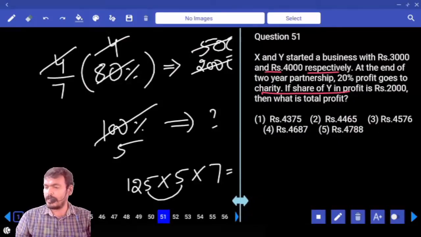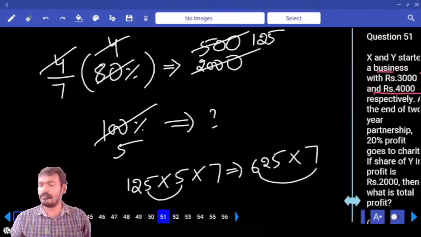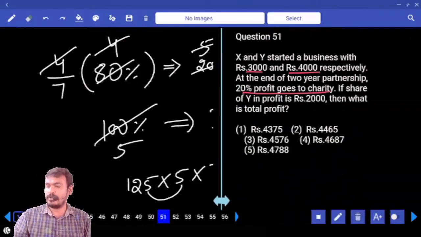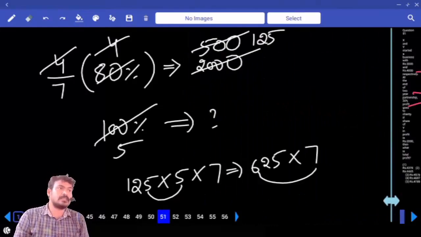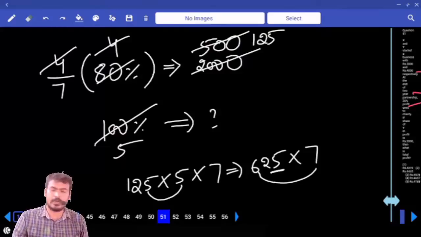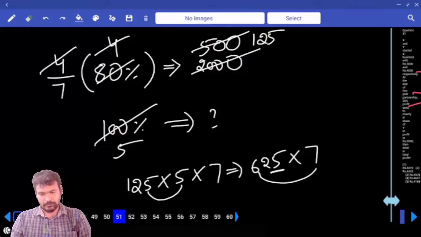More than 4200, but nearby 4200 or not? Which one? 4375. 7 into 600, 4200. 7 into 25, 175. Total it is 4375.